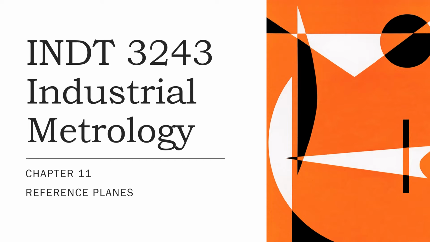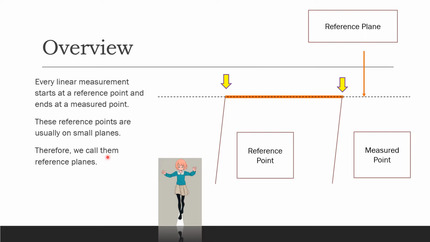Okay, so this week we're gonna start with chapter 11, reference planes. So this is just an overview. When you think about a linear measurement, it always starts at a reference point. Because we're doing a measurement, you're measuring from this point all the way to here. So your measurement is from here to there, and therefore the end point is your measured point.